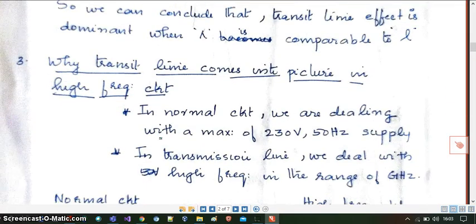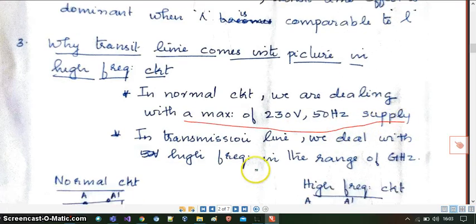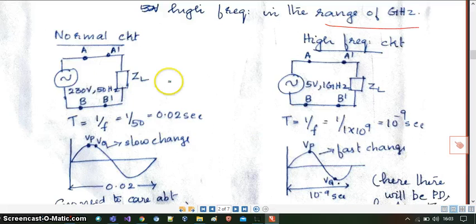Next, why does transit time come into the picture in a high frequency circuit? In a normal circuit, we are dealing with a maximum of 330 volt, 50 Hz supply voltage. But in a transmission line, we are dealing with frequencies in the range of gigahertz, right? So what happens here? In the case of a normal circuit, I have taken 2 points, AB and A dash B dash. The frequency is given as 50 Hz. So what is T? 1 by 50, that is nearly 0.02 second.